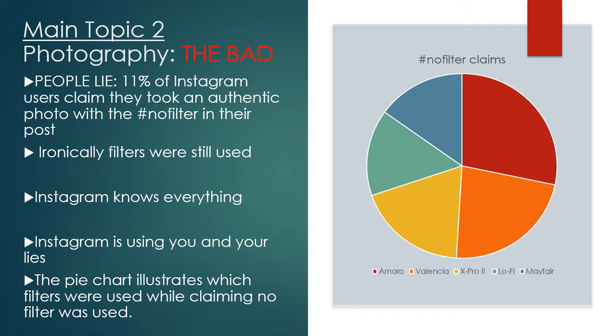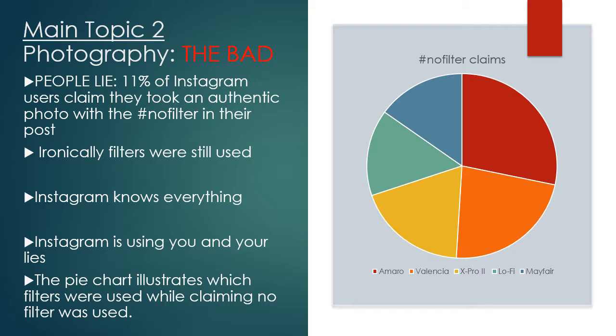Now, to further continue with the bad side of Instagram in terms of photography, we're going to look at the fact that this is one example. There is a hashtag called hashtag no filter, which is a photo thread that's followed by people that post photos that supposedly don't have filters. But ironically, filters were still used. Therefore, people lie. Instagram knows these things. This is data that they collect, and Instagram is using you in your lies. The pie chart on this illustrates which filters were used while claiming no filters were applied to the photo.